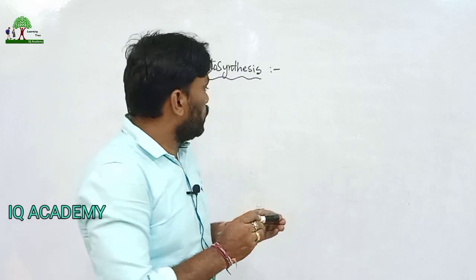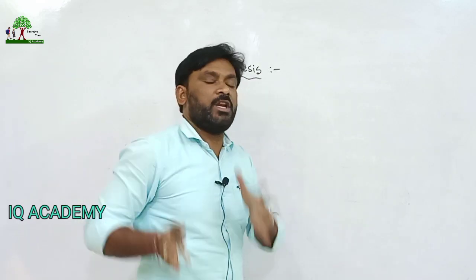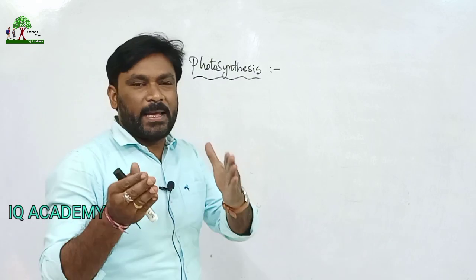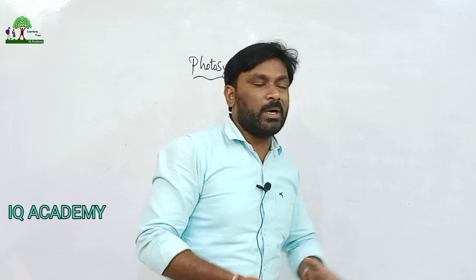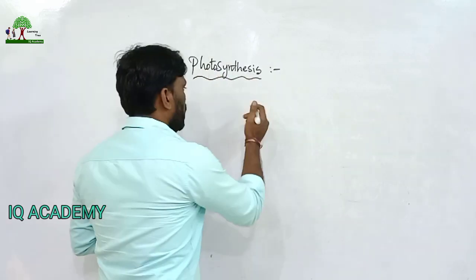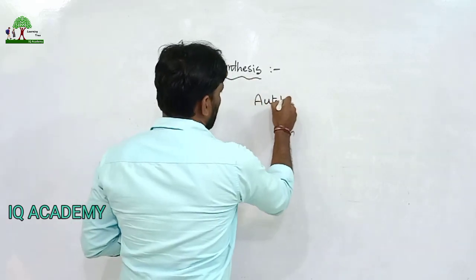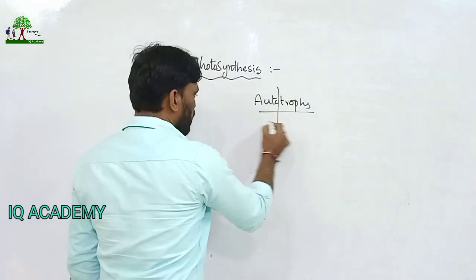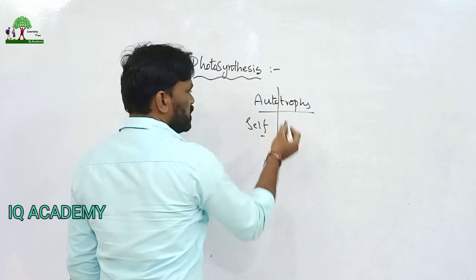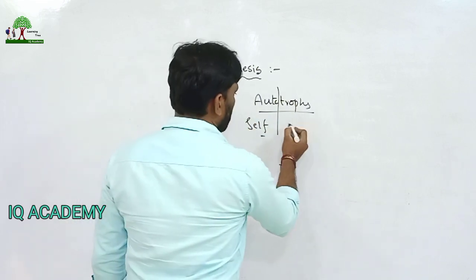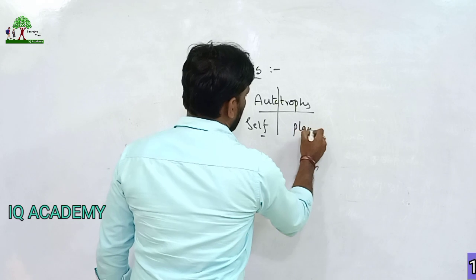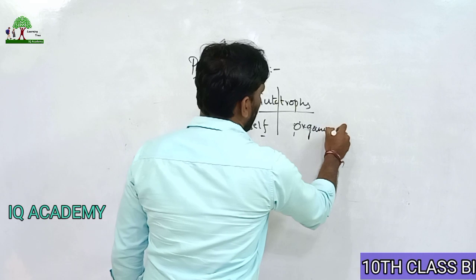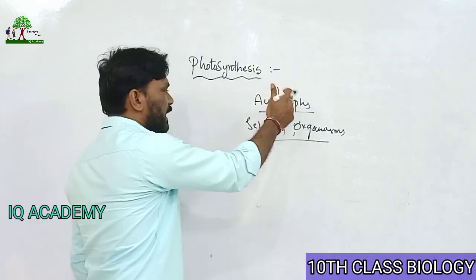The only living organisms in nature which can produce their own food are called autotrophs. So what is an autotroph? Autotrophs can prepare their own food materials. Auto means self. Trophs means plants, organisms we can write. The organisms which can prepare their own food by themselves are called autotrophs.